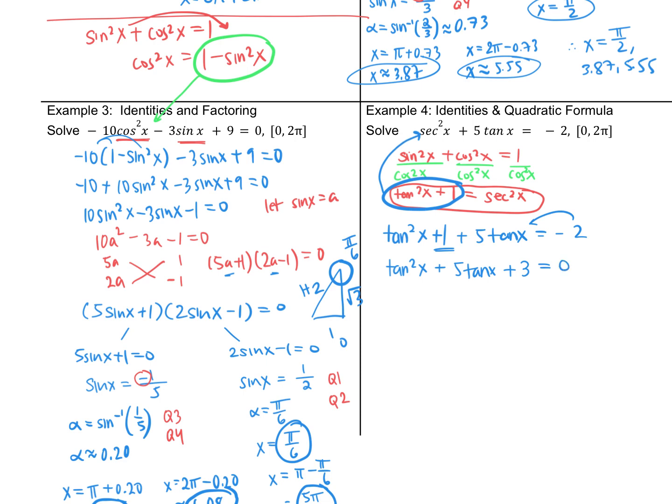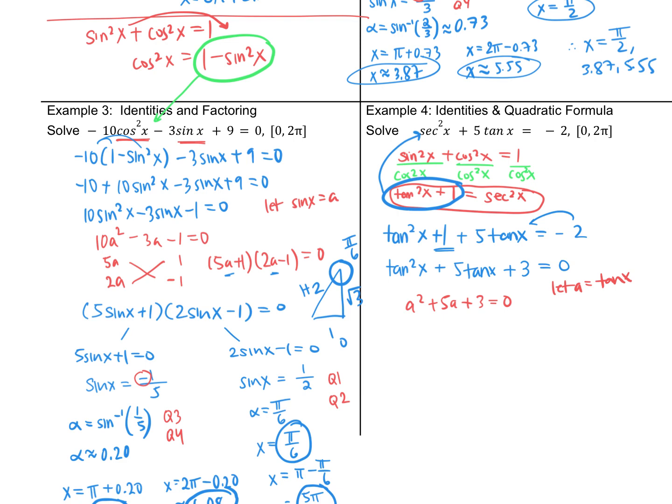Now, if I try to factor this, I wouldn't get anywhere. Even if I replace this with, let's say I had a squared plus 5a plus 3 equals 0, and I said, let a equal tan x. I cannot factor this. A times a, 3 times 1. There are no other options. 3a and 1a add up to 4a. But we know from grade 10 that if something's not factorable, we can do quadratic formula.